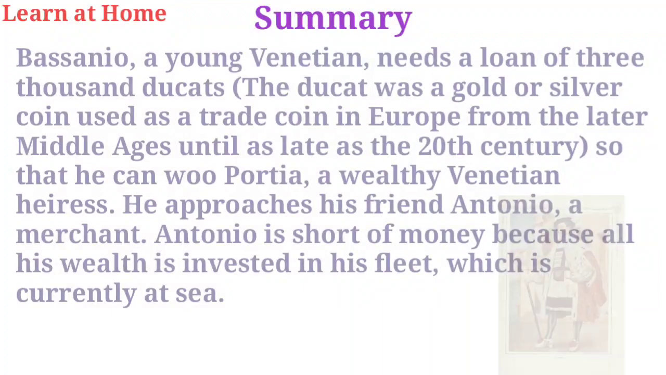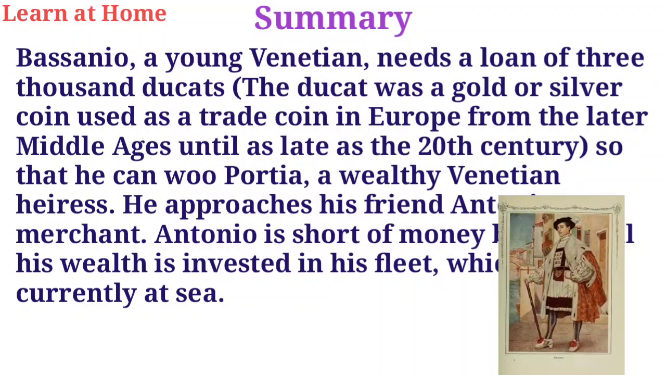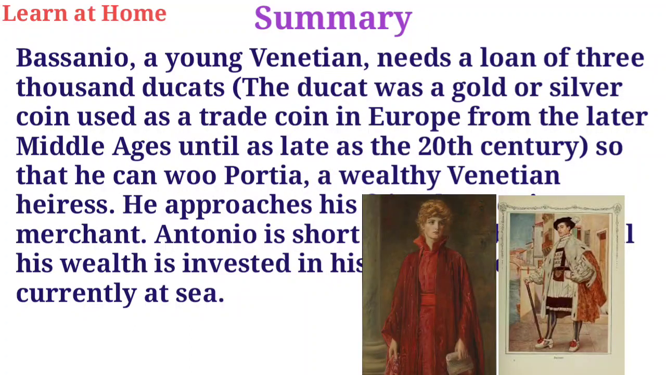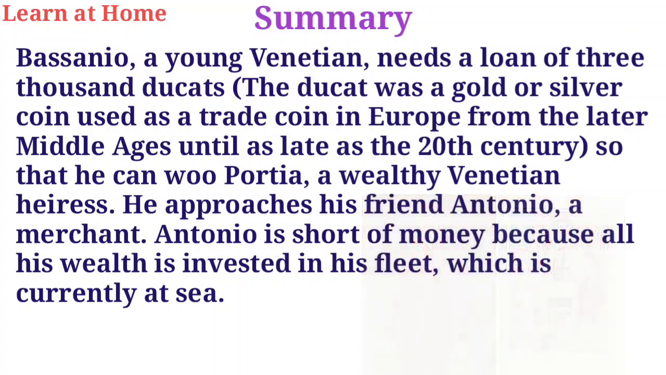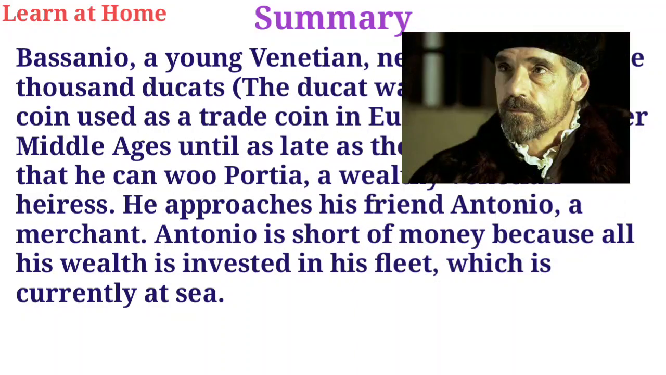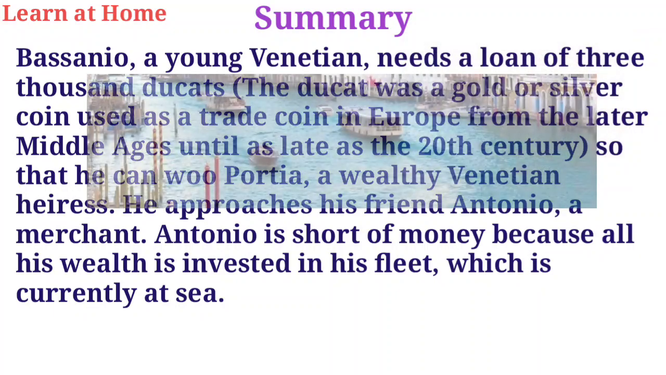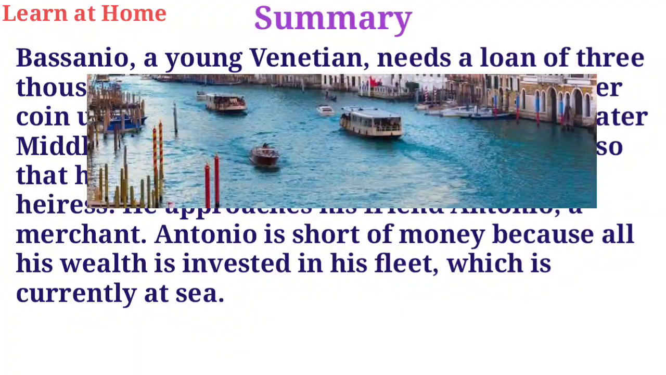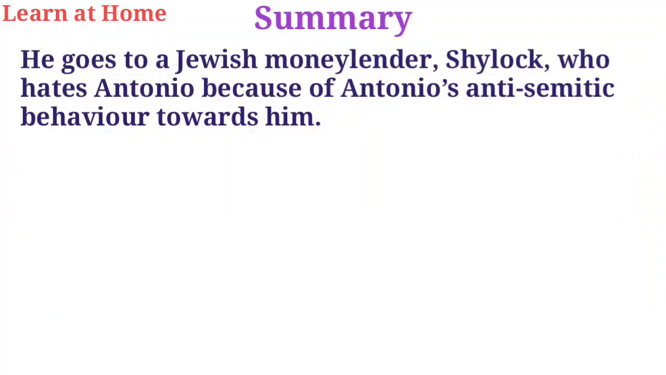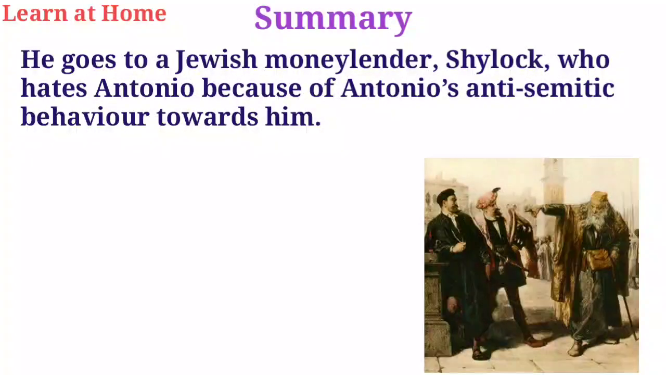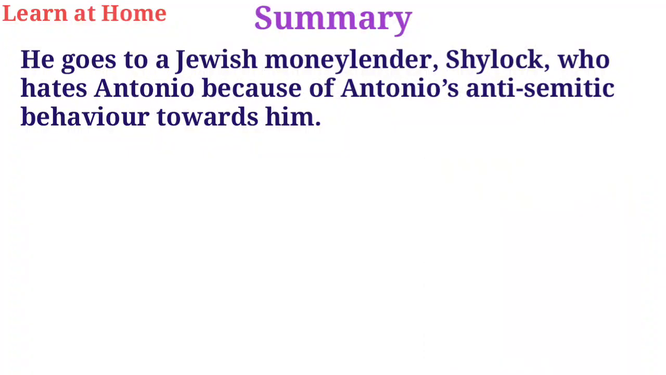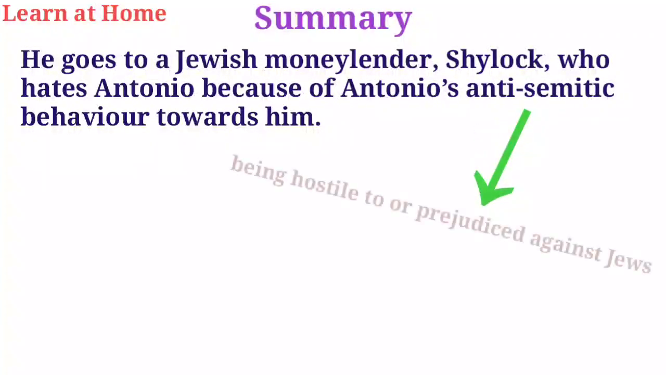Summary. Bassanio, a young Venetian, needs a loan of 3,000 ducats so that he can woo Portia, a wealthy Venetian heiress. He approaches his friend Antonio, a merchant. Antonio is short of money because all his wealth is invested in his fleet, which is currently at sea. He goes to a Jewish moneylender, Shylock, who hates Antonio because of Antonio's anti-Semitic behavior towards him. Dear students, anti-Semitic means being hostile to or prejudiced against Jews.